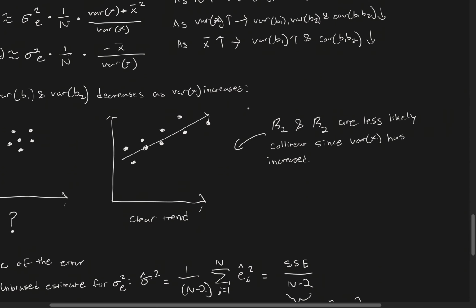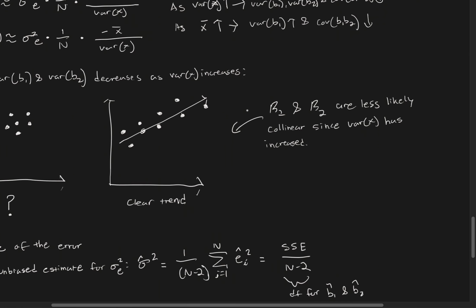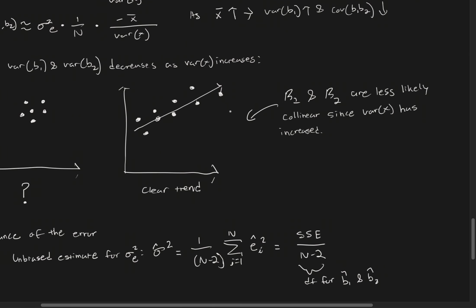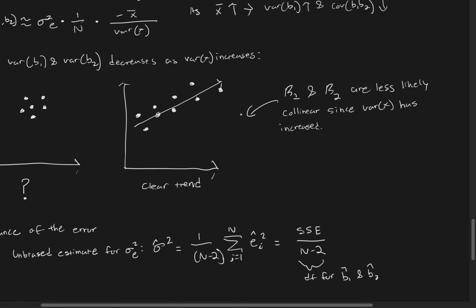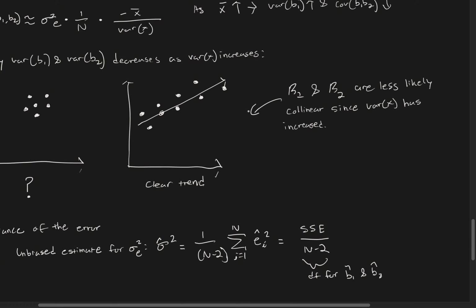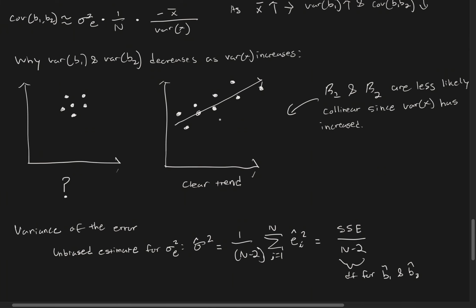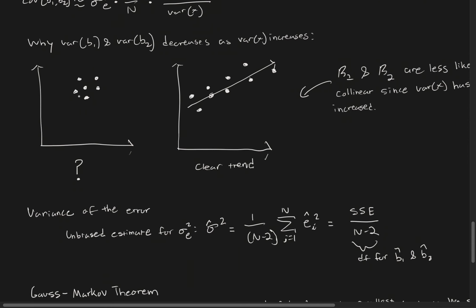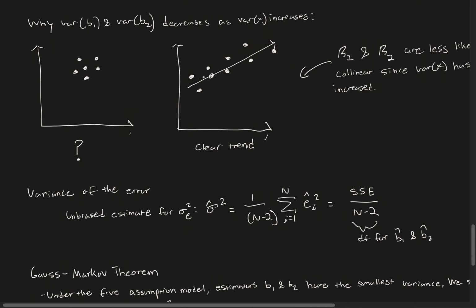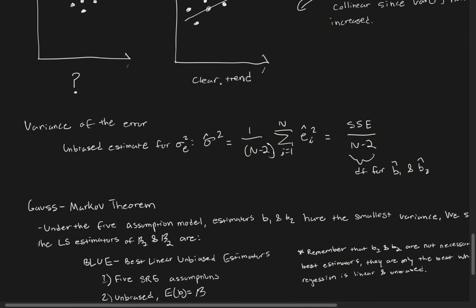And so the analysis of this is that as the variance of x is in a bigger spread, beta 1 and beta 2 are less likely to be collinear, since the variance of x has increased. So for this graph right here, we don't know what beta 1 and beta 2 are. Beta 1 and beta 2 will be very similar just because we can't outline a clear trend, compared to this one.